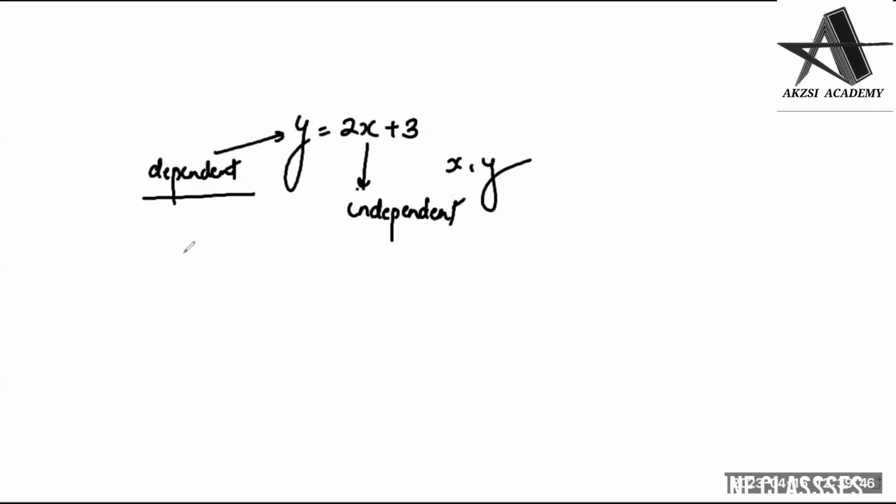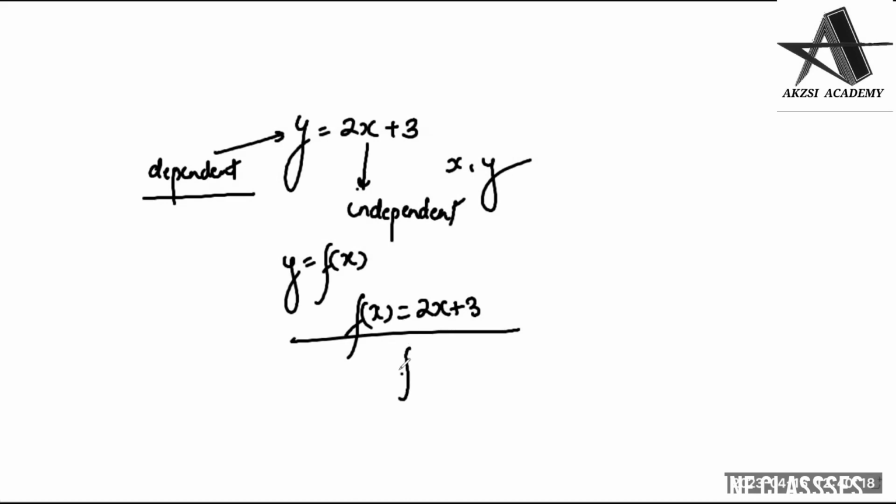In terms of function, instead of saying dependent variable, I can say y is a function of x. If y is a function of x, I can write y as f(x). f(x) denotes function of x. So whenever we are doing functions, we don't write y, instead we write f(x). So f(x) equals 2x plus 3.